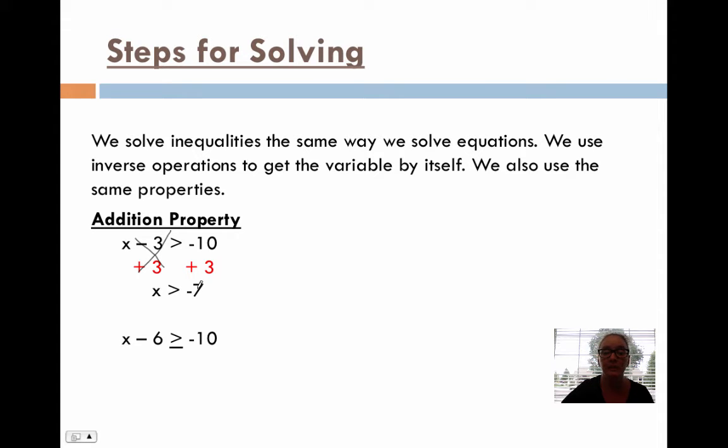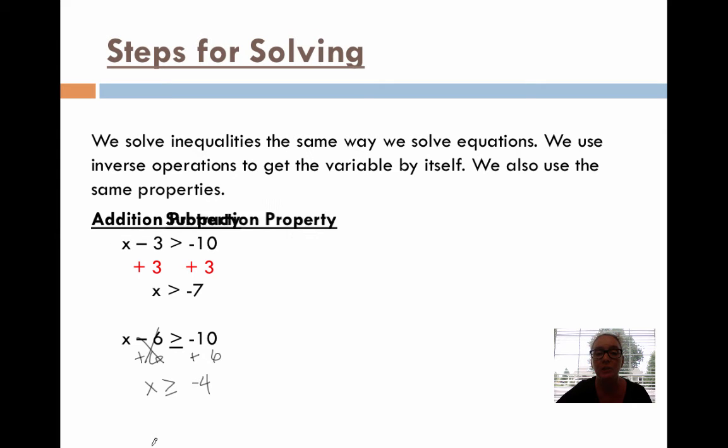Let's take a look here. x minus 6 is greater than or equal to -10. What do you think we should do? Right, we need to add 6 to both sides. This cancels out. Now we have x is greater than or equal to -4.